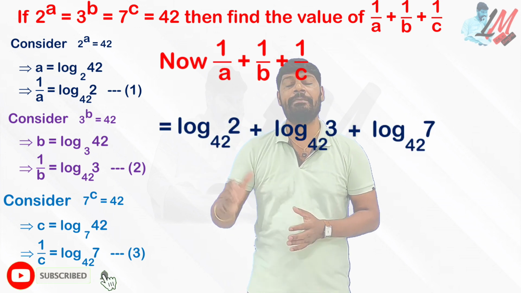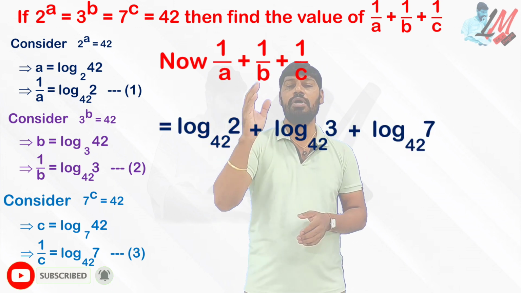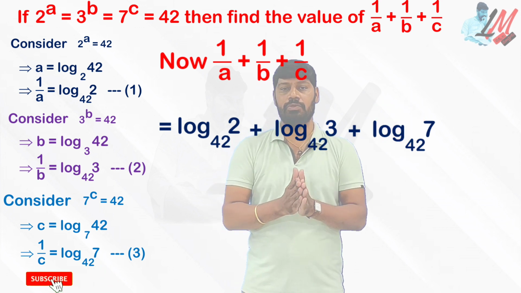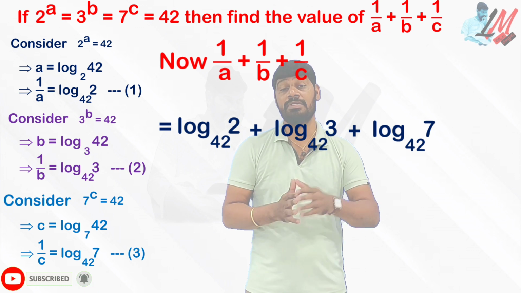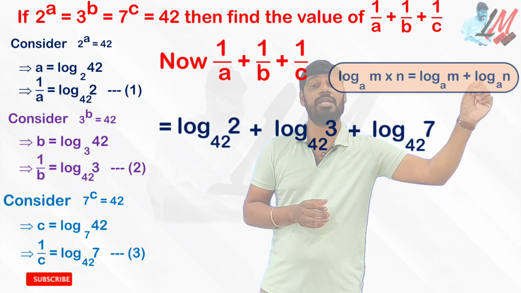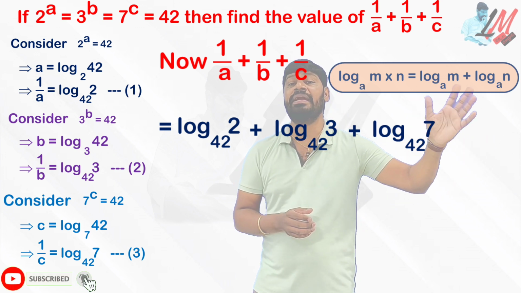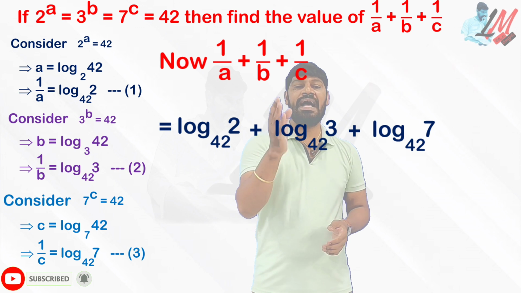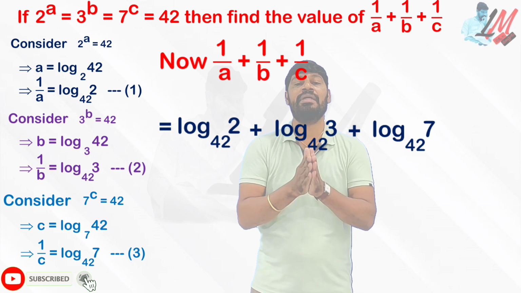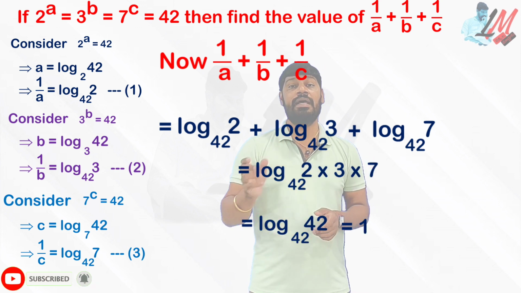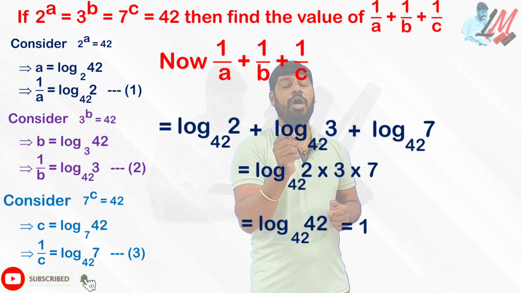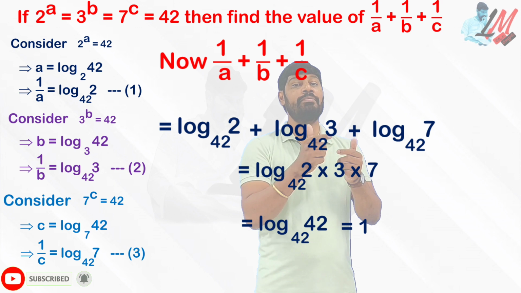So you are going to get 1 by a plus 1 by b plus 1 by c equal to log 2 base 42 plus log 3 base 42 plus log 7 base 42. Just to recollect one property from logarithms, we know that log m into n base a equal to log m base a plus log n base a. The same thing can be written in different situations. Here also, as we have the sum of 3 different logarithmic terms with the same base, it can be written as a single logarithmic term: 1 by a plus 1 by b plus 1 by c equal to log 2 into 3 into 7 base 42.